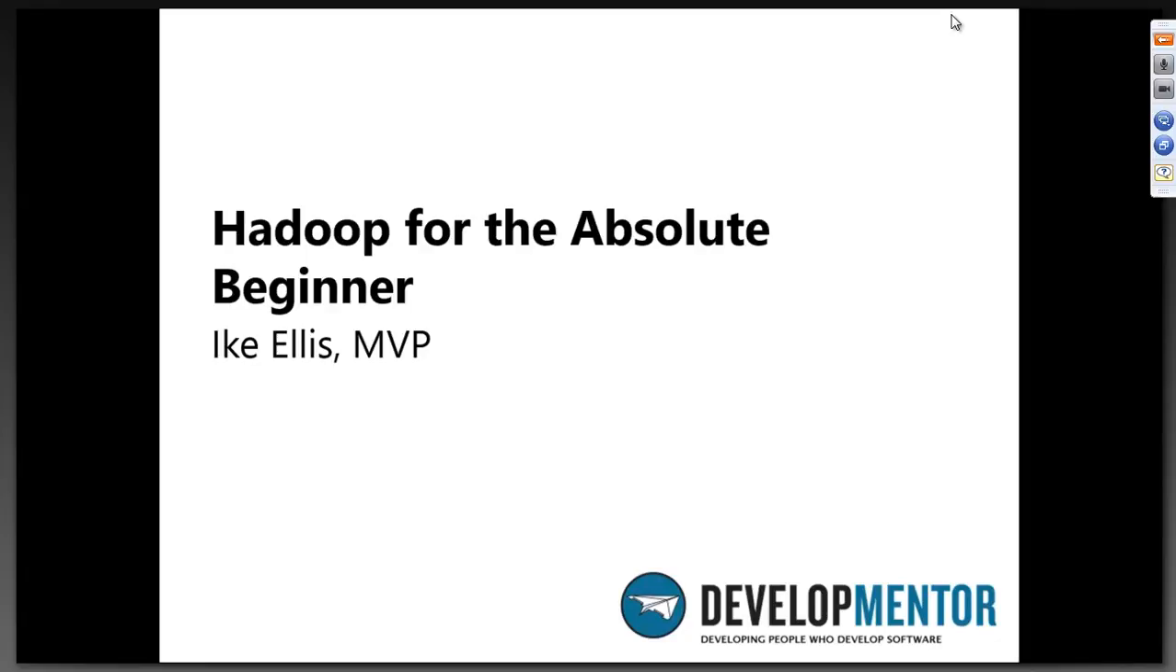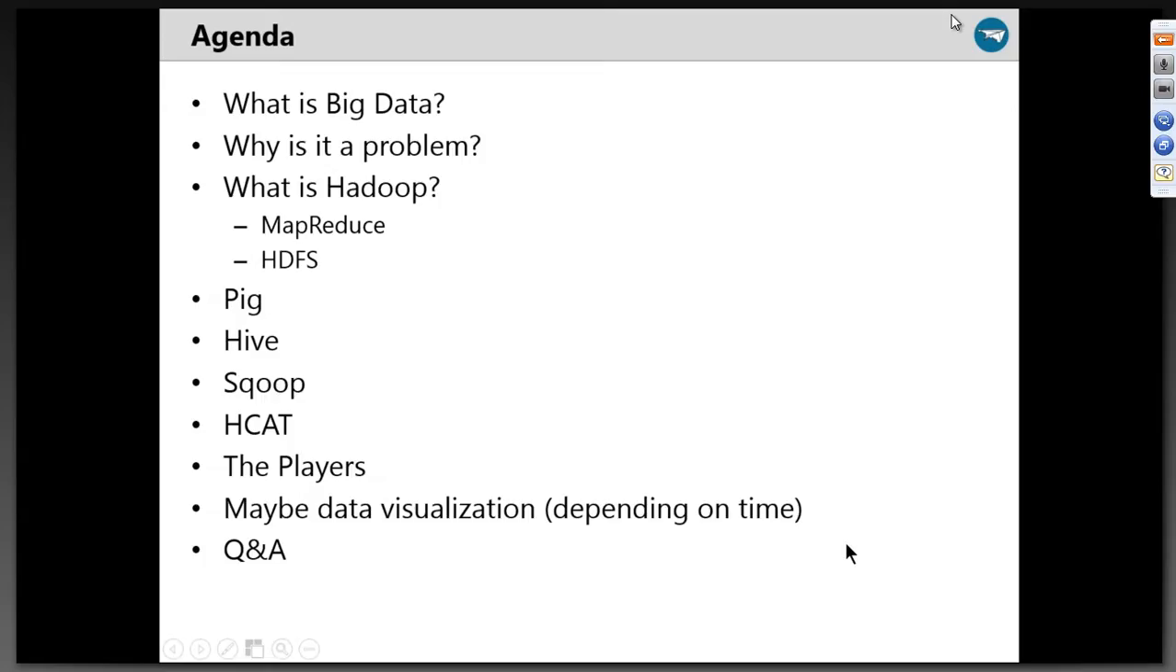So for our agenda, we're going to first describe what big data is, which is kind of weird because it's a buzzword and there's a lot of marketing around it, but we're going to talk about the need for big data and why we have a big data problem in our industry today. And then we'll talk about what Hadoop is and why Hadoop helps us solve that problem.